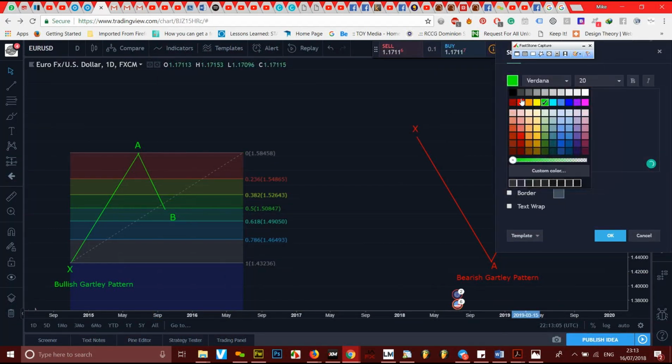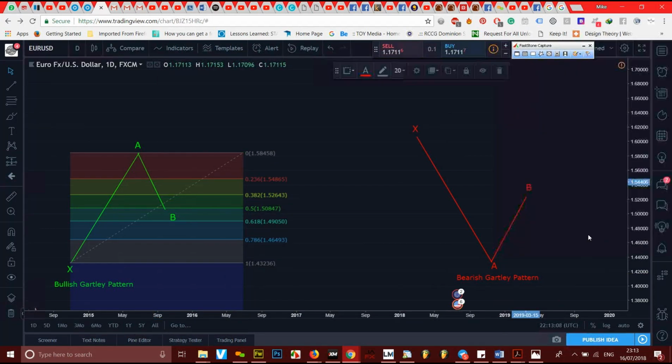So that's my impulse leg. That's my retracement. And so here to here must be 61.8. So I'm going to draw this. So what does this mean? It means this retracement, this pullback, must not go beyond 61.8. It has to touch 61.8. So if it stops at 50, it's not valid. If it stops at 38, it's not valid. Definitely not valid if it stops at 23. And it mustn't go beyond your 61.8.